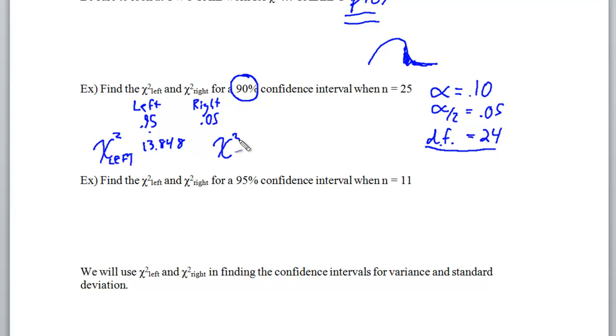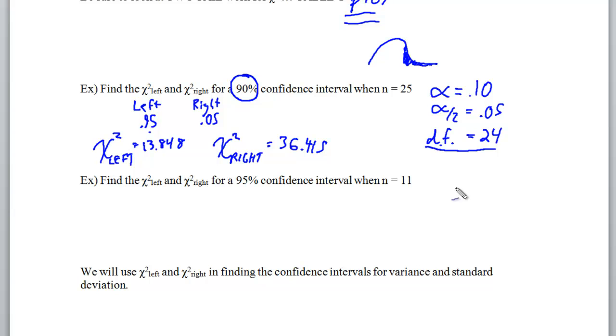And our chi-squared right is going to be 36.1415. Again, these numbers don't have a lot of context by themselves, but when you put them into the problem that we'll do in the next page or two, you will see where we have that. Now I want you to pause the video and try this one by yourself. Find chi-squared left and chi-squared right for a 95% confidence interval when n is equal to 11.